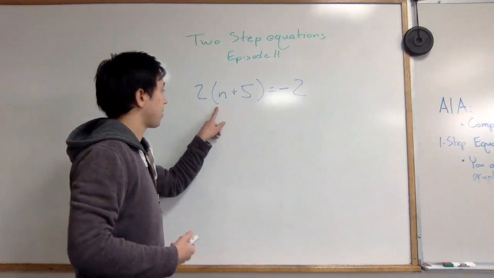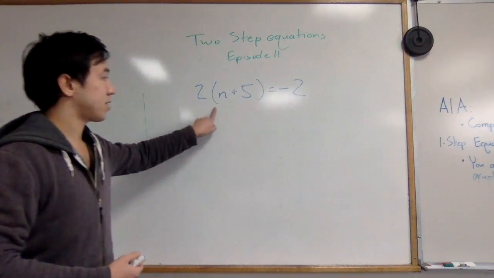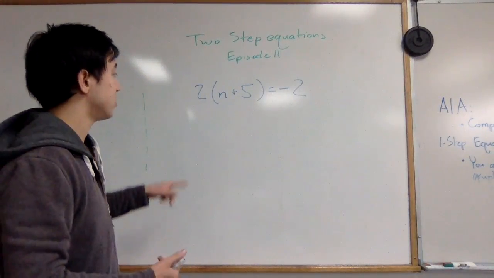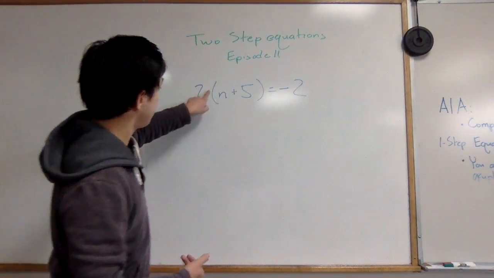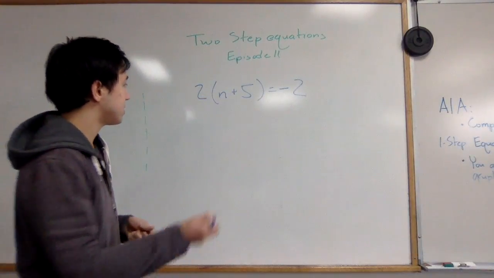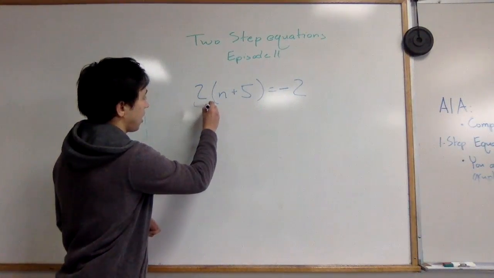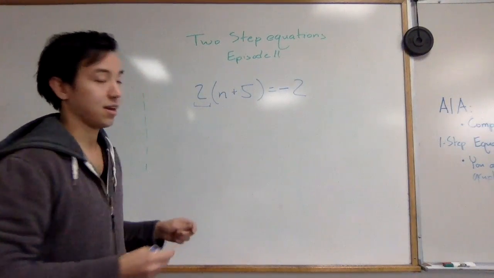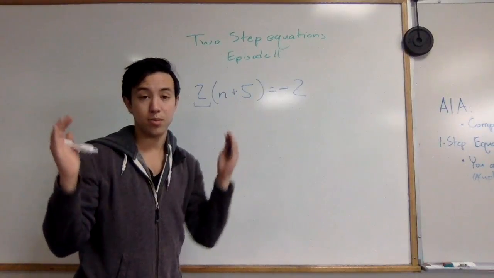But I'm looking at this equation. I notice that there are some parentheses. We call those grouping symbols, a kind of grouping symbol. And I know that if this 2 is right in front of the parentheses, right here, it's multiplying the stuff that's in parentheses. So we're not just multiplying n. We want 2 of n plus 5.